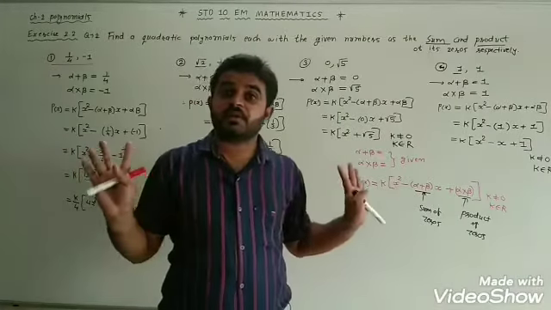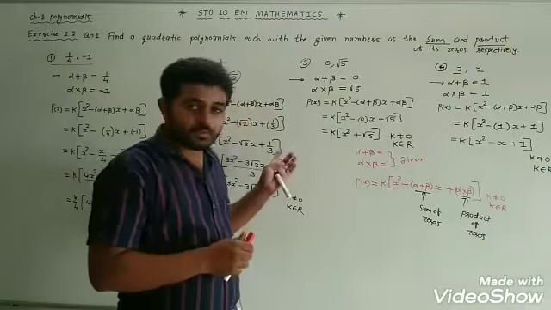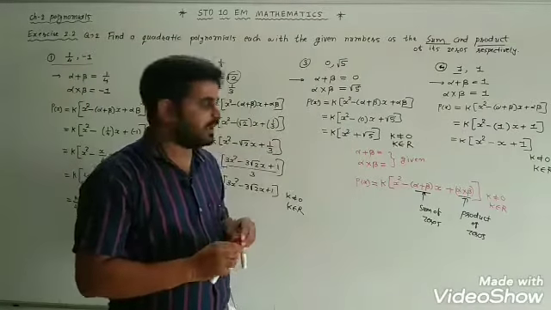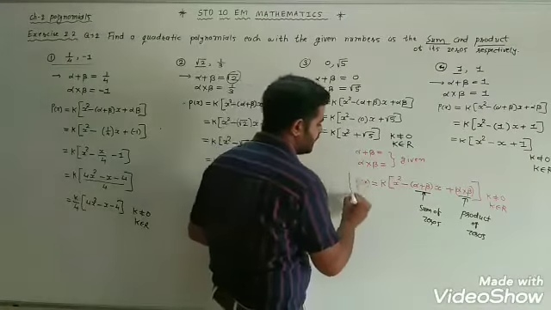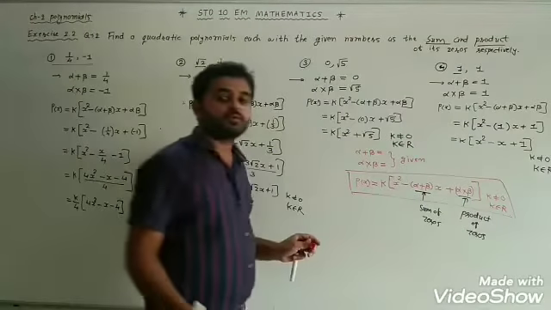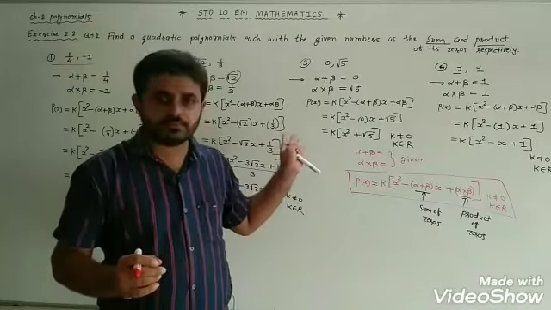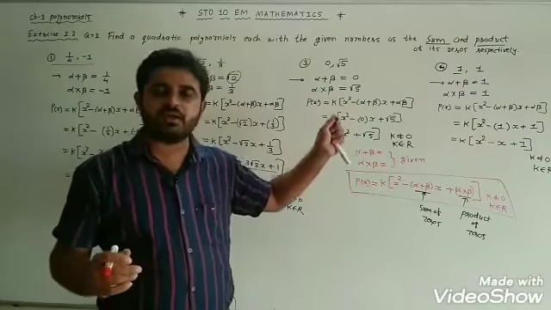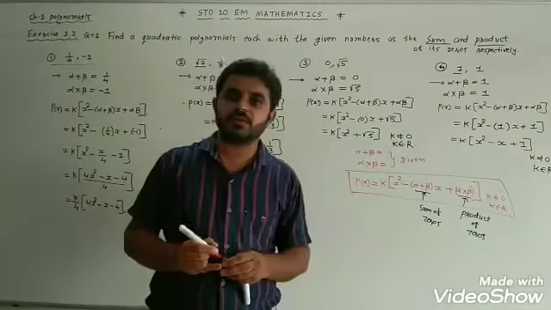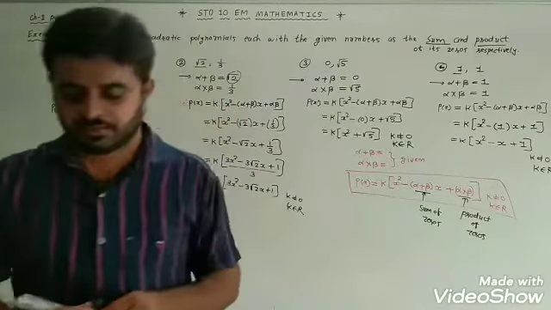This type of question comes in your board examination of 2 marks. So get ready and prepare this sum, and you have to remember this formula. This formula is important. Okay, now we have a few questions. There are 4 questions done. Now there are 2 more questions available, 5th and 6th. So let's try to understand this question.